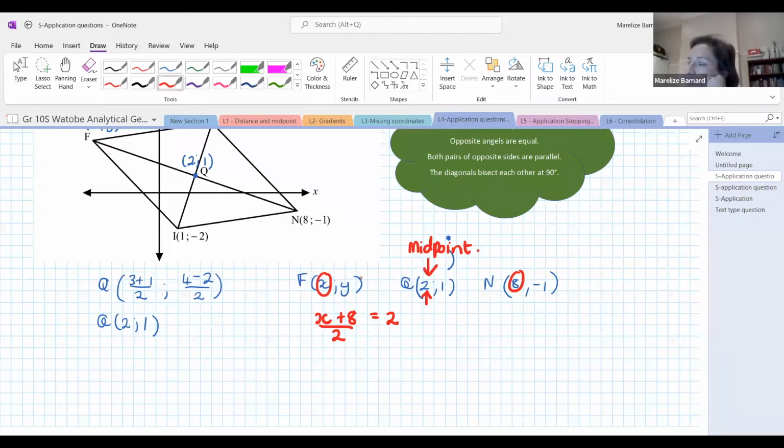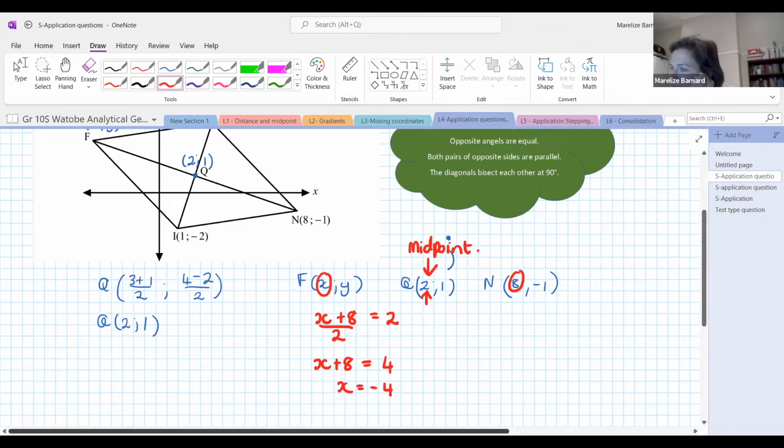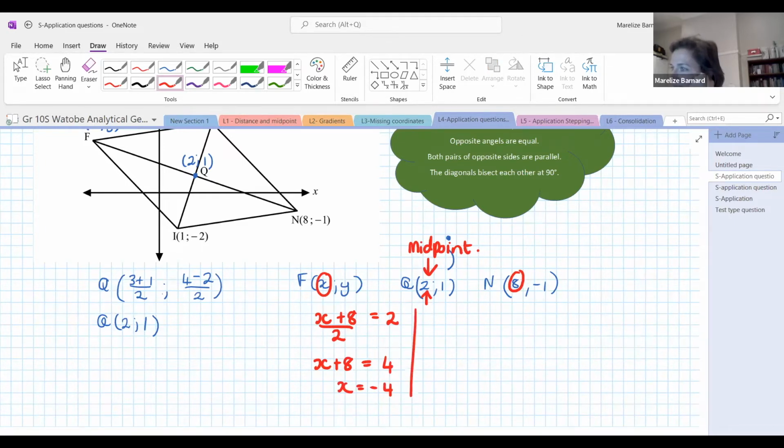Okay, so now we're going to solve for X by making an equation. I hope grade 10s remember how to do that. First, we multiply by 2, so that gives me 4, and then X is minus 4. Okay, so X is minus 4.